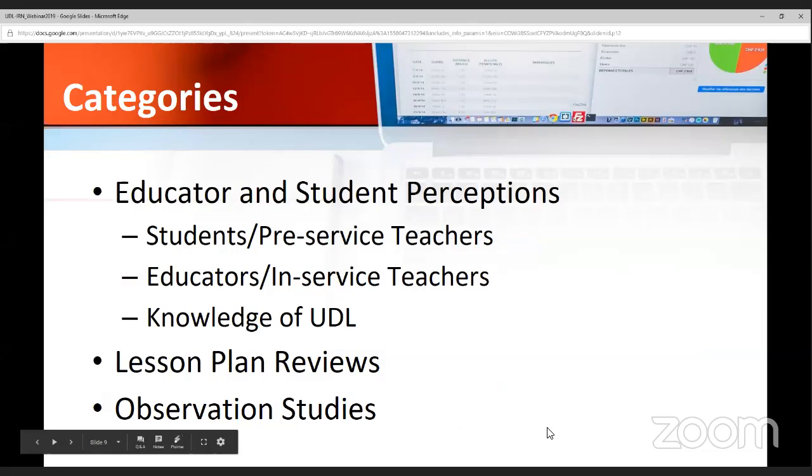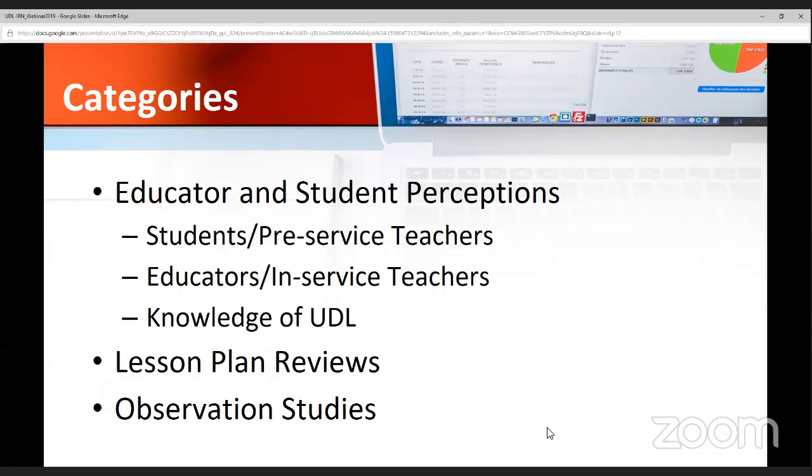And these were our categories that emerged through that review. The vast majority of studies focused on measuring educators' or students' perceptions towards UDL. So this first category with its subcategories was the largest category of all. In most studies, in some shape or form, there was a questionnaire or an interview where the researchers tried to figure out what educators and students actually think about UDL.